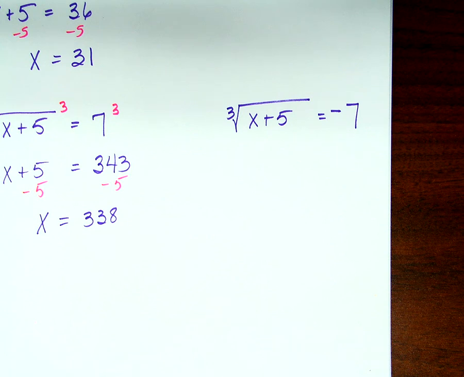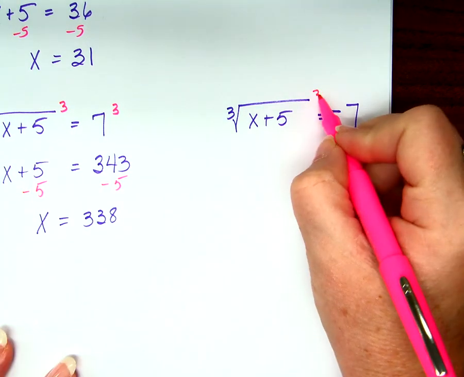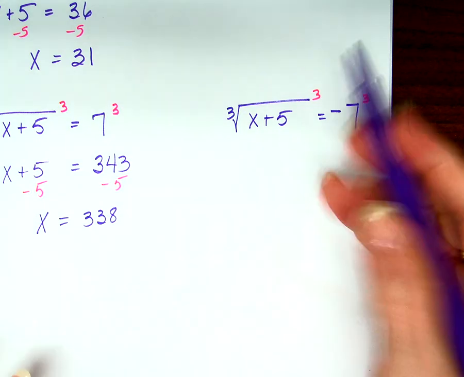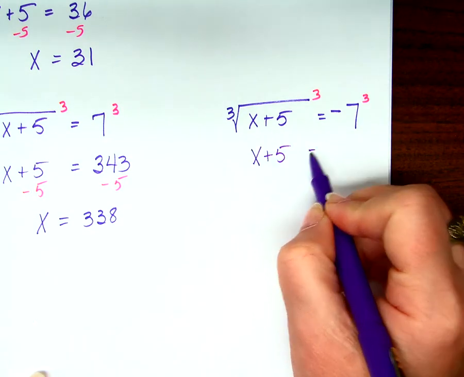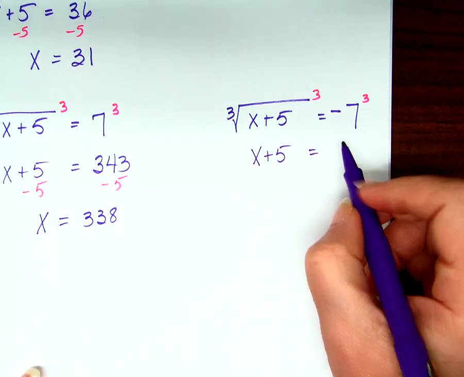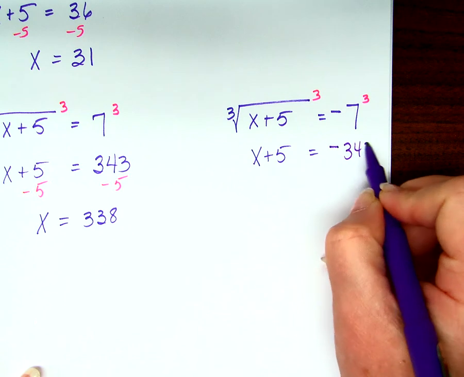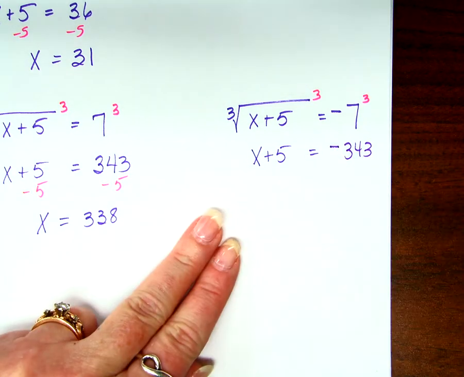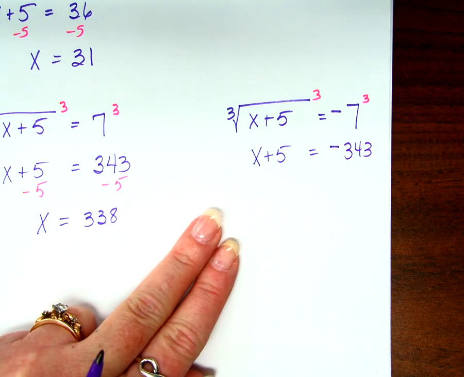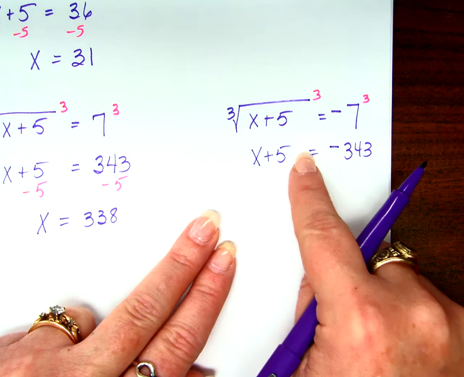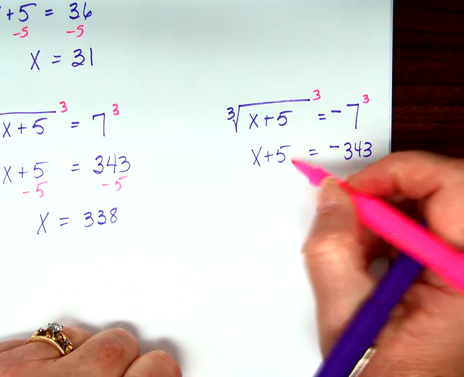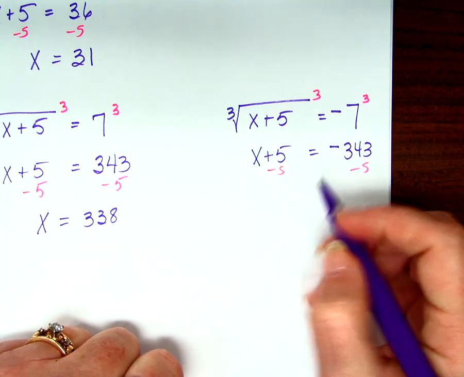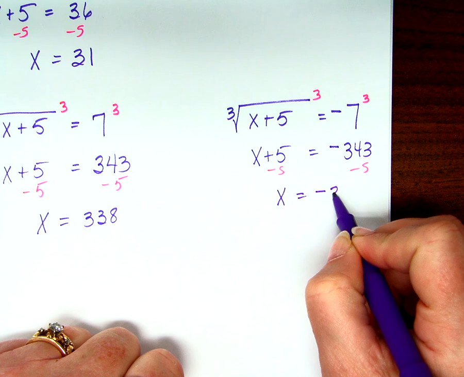What do you think? Except this time it's not. I'm glad you have that in your head, right? But what happens if I cube both sides here? What do I have left on the left-hand side? X plus 5. What do I get when I cube a negative 7? Negative 343, right? Negative 7 times negative 7 is positive 49. And positive 49 times negative 7 is negative 343, right? If I subtract 5 from both sides, I get x equals negative 348.